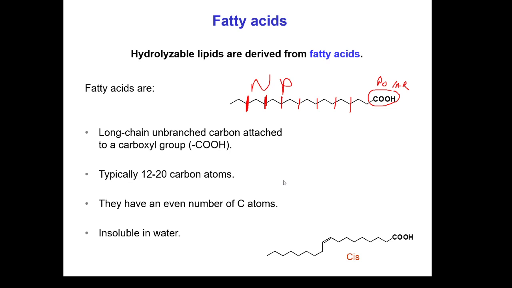Now that doesn't mean we can't break down odd numbers. We can. There's a method, there's a process, but it's not as easy because it's odd numbers. We would break it into 3 at the end, and there's a whole thing to do there. Okay, and they are insoluble in water because we are going to store these as our long-term energy source.